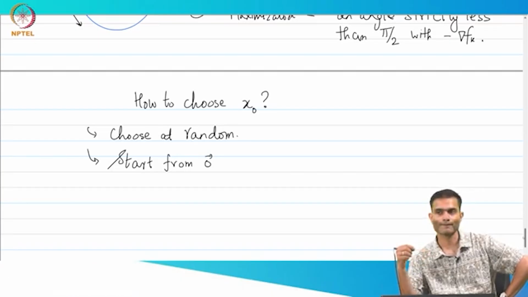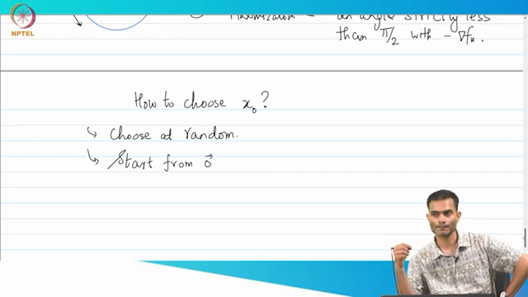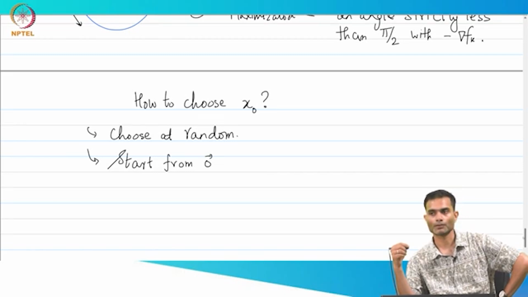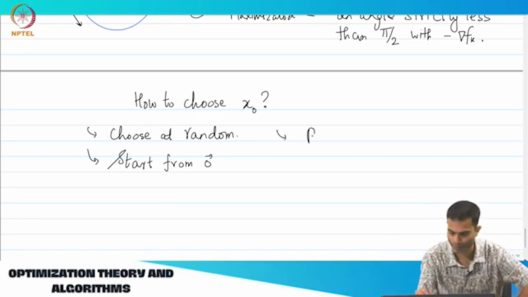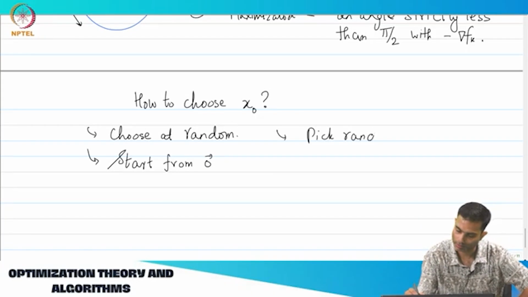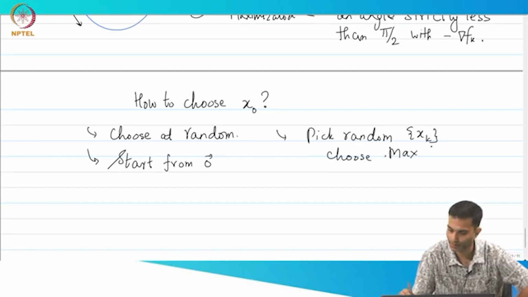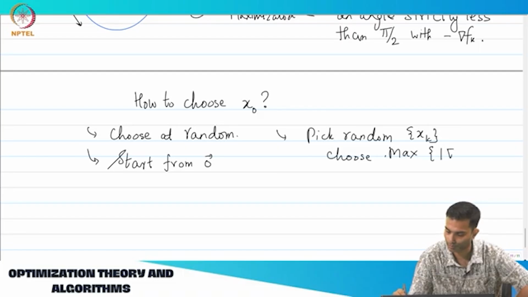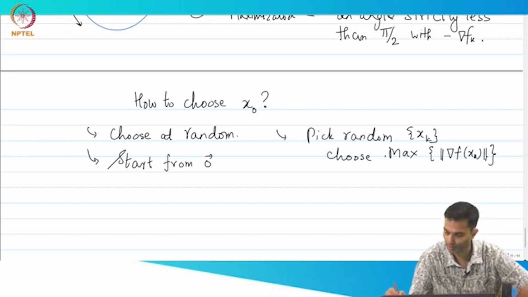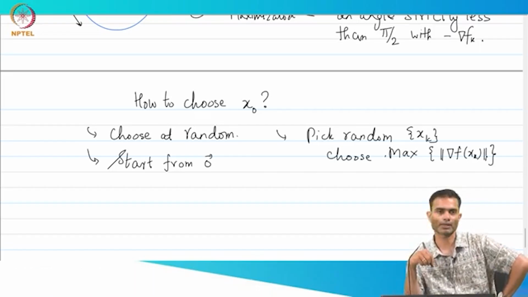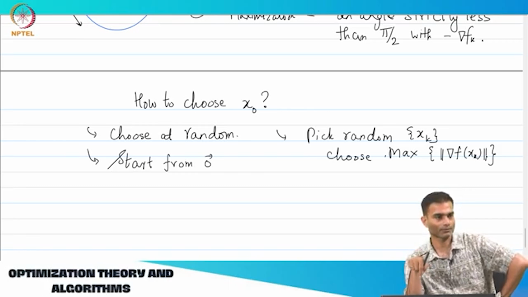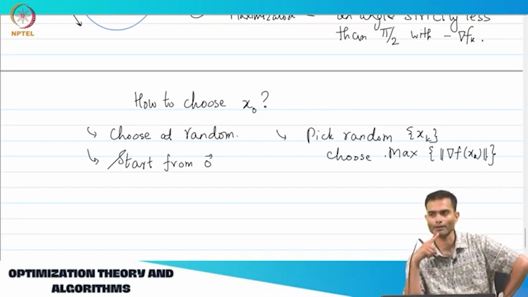So what else? Pick those points. Okay, that's another thing. So pick some points randomly. Choose the maximum of the norm of grad f(xk). Is that what you mean? Right. So he's saying that, out of these random points, find where the gradient is sharpest. This may work, may not work.